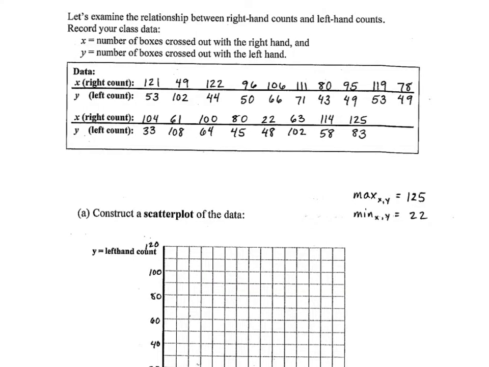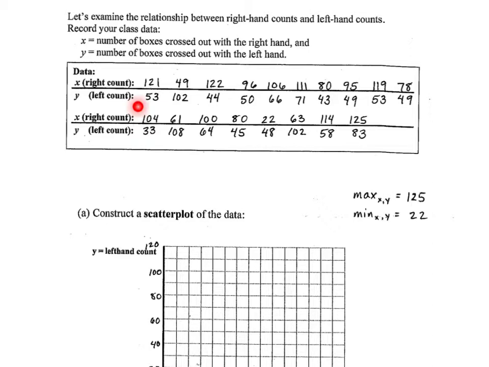Here's a snapshot of the data that we obtained in the class. The first person had 121 X's with their right hand and 53 X's with their left hand. And so on the scatter plot, that will be the point (121, 53).